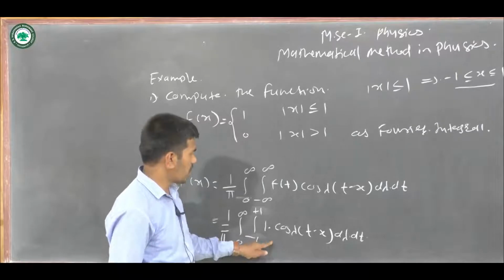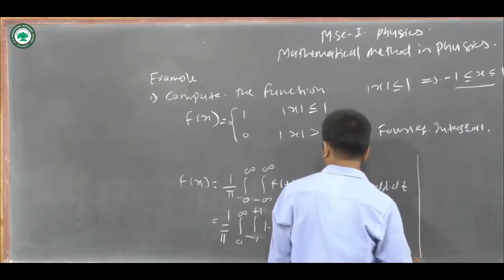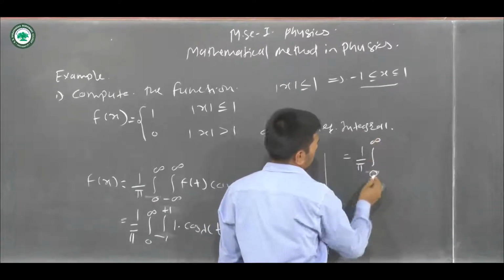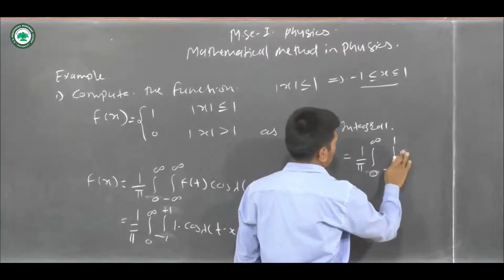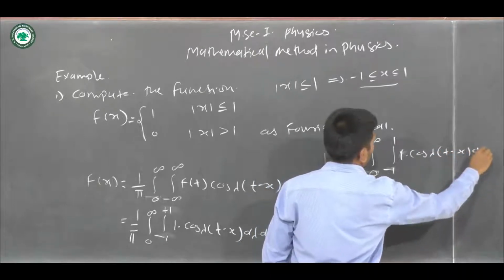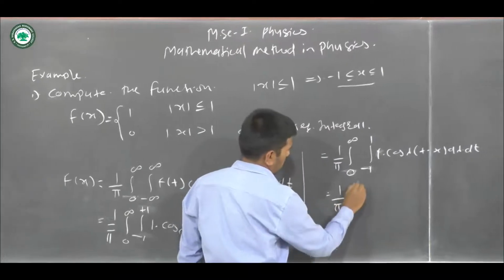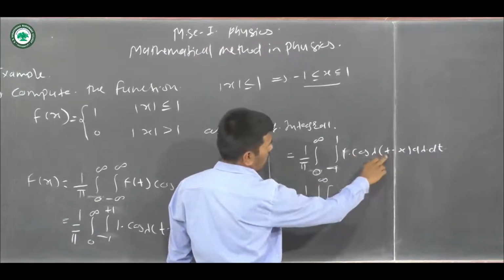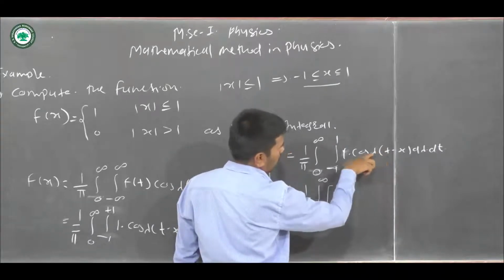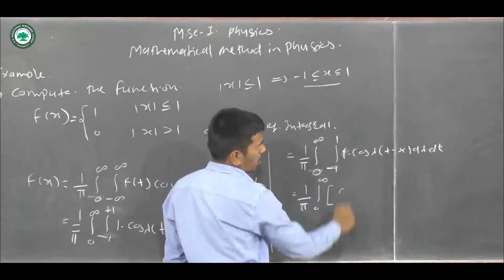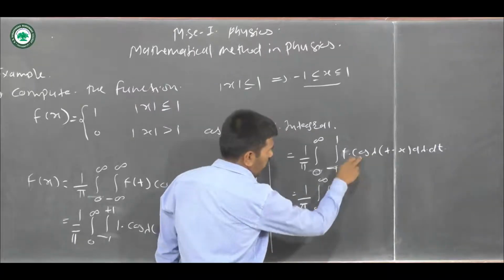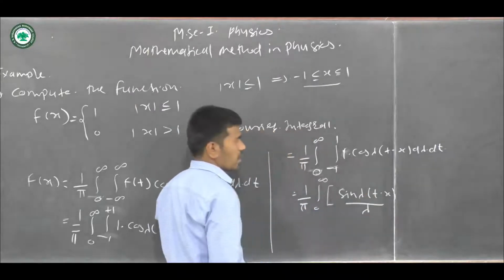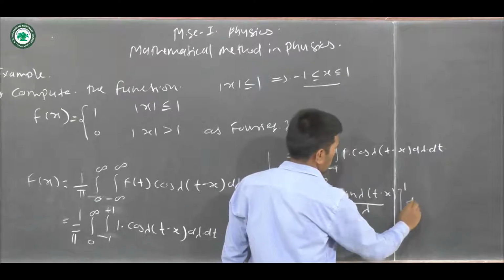Okay, so this is now the expression after substituting the function and the limits. Now we integrate with respect to t, because t is the variable, so f of x is equal to 1 over pi integration from 0 to infinity, again 1 into cos lambda, so cos lambda t minus lambda x, okay, or also we can take out the common factor lambda. So if we take the integration of this cos, that is sin lambda t minus x divided by lambda, because we integrate with respect to t, from minus 1 to plus 1, into d lambda.